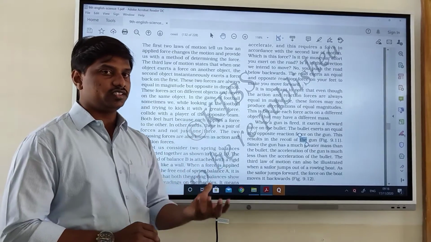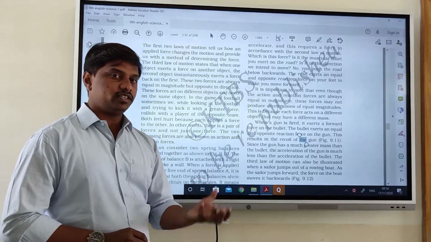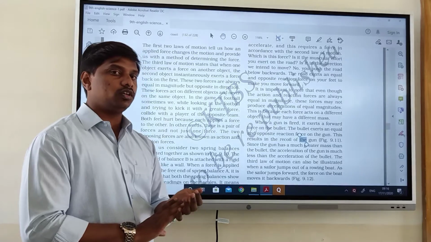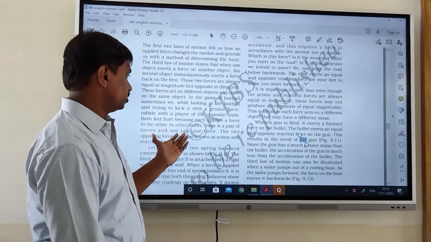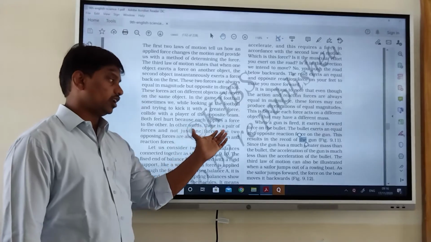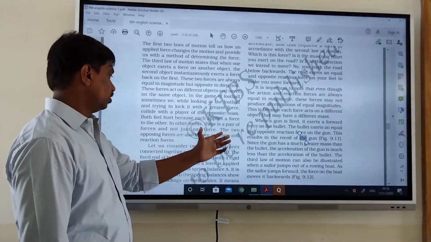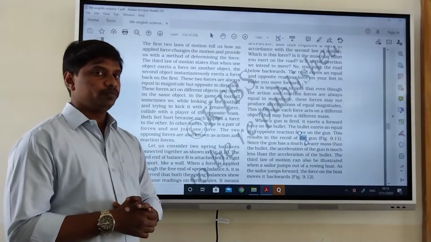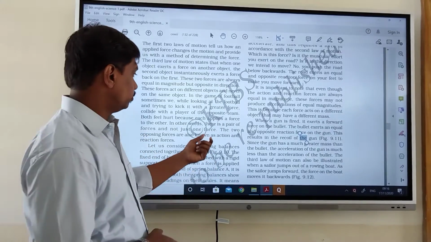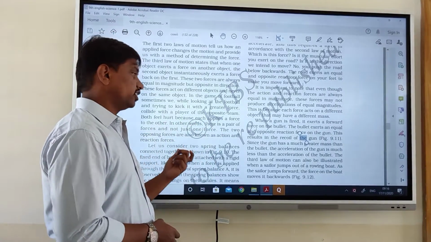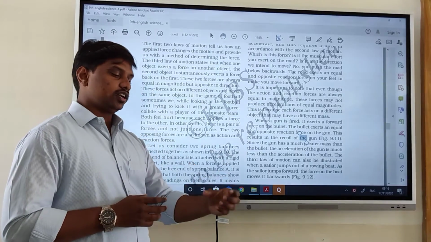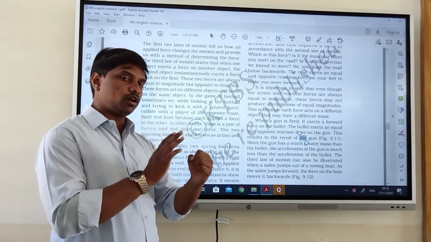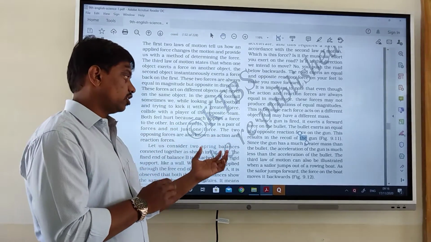If any object is at rest, that object also exerts a force, and the external object also exerts a force. Both objects exert force. So we can say that there is a pair of forces, not a single force. The two opposing forces are also known as action and reaction forces. The object which applies the force on the external object is known as the action force, and the reaction force will be opposite.